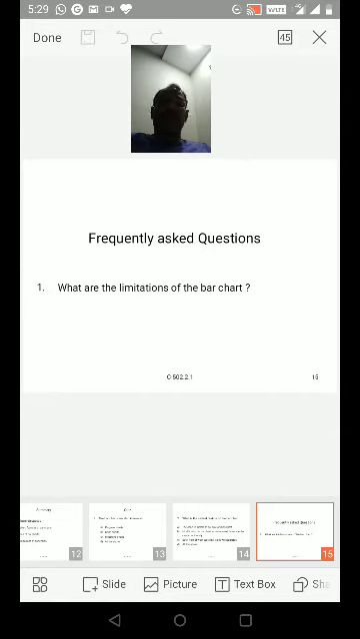Frequently asked questions. Just now we discussed the quiz. Now it is the frequently asked questions. Question number 1. What are the limitations of the bar chart? It is very important. There are a number of limitations, we have discussed. So what are the limitations of the bar chart?